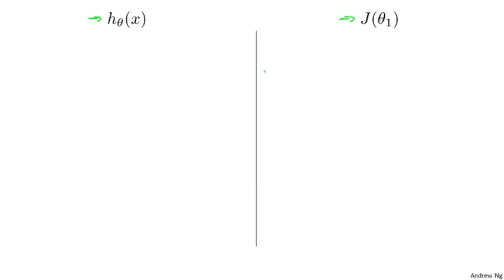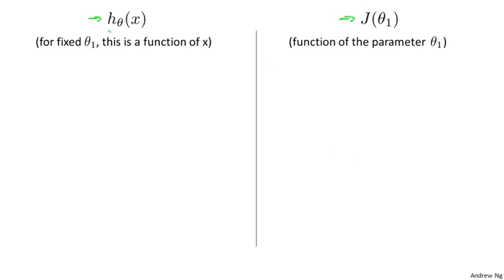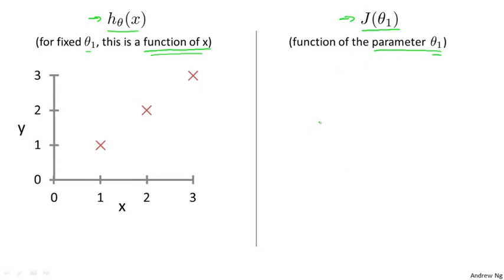So notice that the hypothesis h of x, for a fixed value of theta 1, is a function of x. So the hypothesis is a function of the size of the house x. In contrast, the cost function j is a function of the parameter theta 1, which controls the slope of your straight line. Let's plot these functions and try to understand them both better. Let's start with the hypothesis.